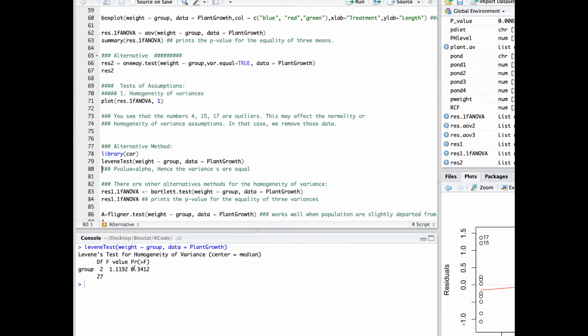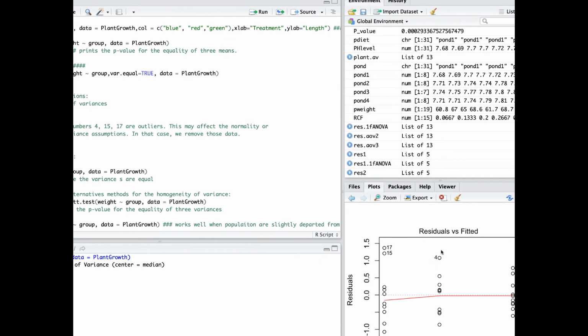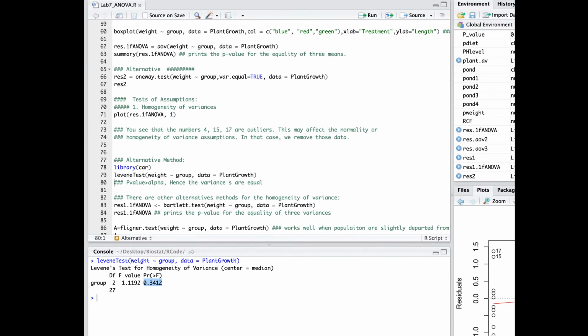So what did you get for the p-value? P-value is greater than alpha, right? So p-value greater than alpha means we do not reject the null hypothesis, meaning the variances are equal. There are some outliers right here. You see those outliers on the graph. The values of the outliers are given here. So 4, 15, and 17 are actually the outliers.